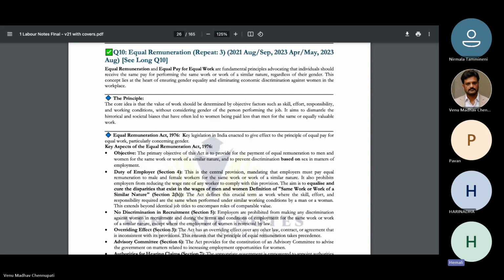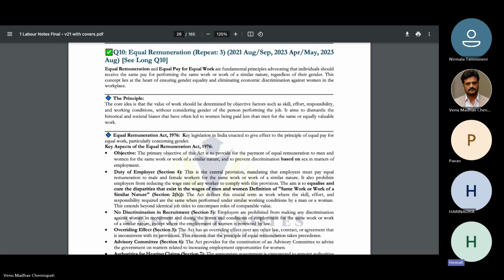Section 4 is the central provision mandating that employers must pay equal remuneration to male and female workers for the same work or work of similar nature. It also prohibits the employers from reducing the wage rate of any worker to comply with this provision. The aim is to equalize and cure the disparities that exist in the wages of men and women.